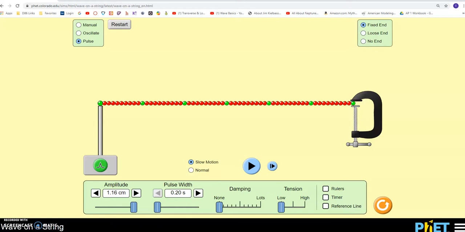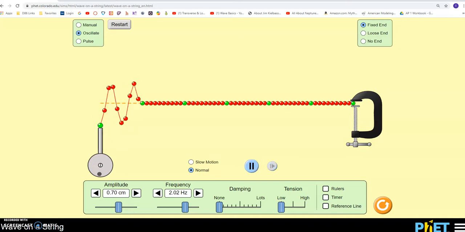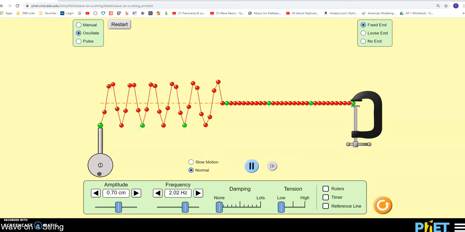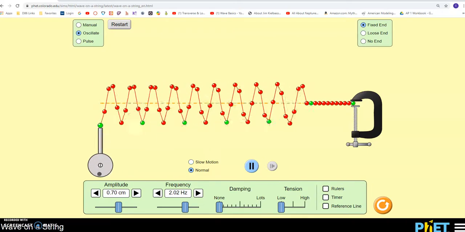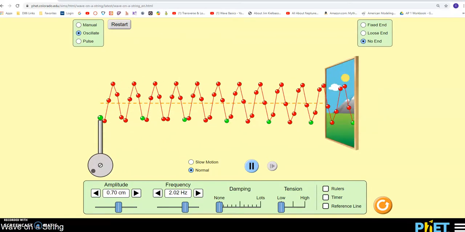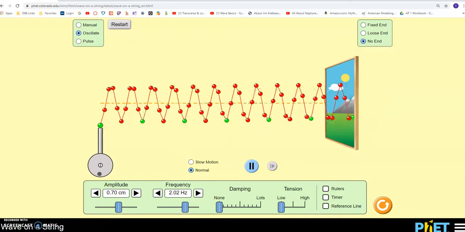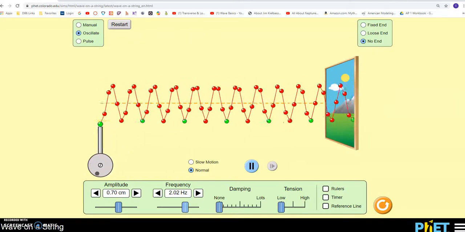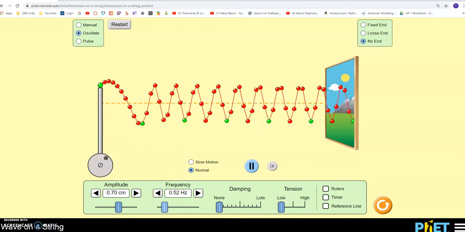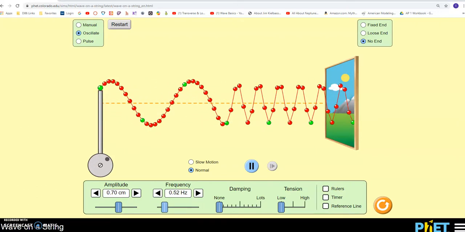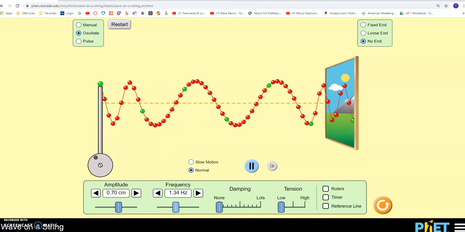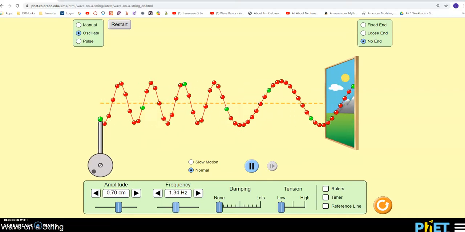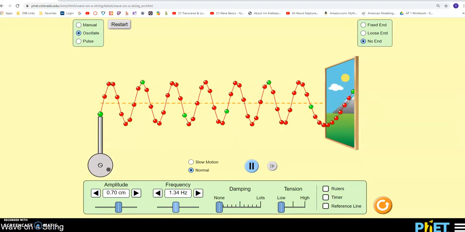The last thing you guys had to do was change the frequency of a wave. So I'm going to go ahead and start making some waves here. And I'm going to put no end. And what I want you guys to be able to see is that if I do a low frequency like this, or if I do a high frequency, those waves still are the exact same speed.